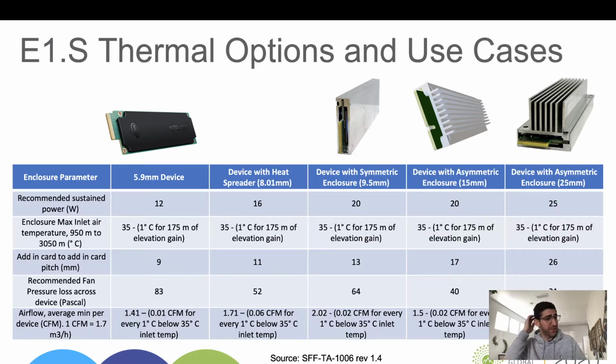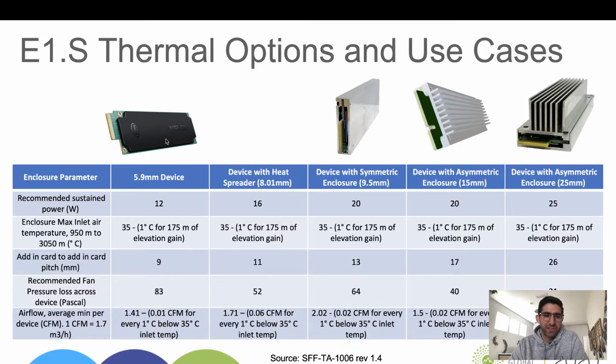So the first family I'm going to talk about is the E1.S family. In E1.S, you have a 5.9 millimeter device. You can see here a picture of the Intel drive with this heat shield on it, but it's basically defined in the spec. It could just be a PCB. It could be a drive with a heat shield or heatsink on it, but it basically just has to be within the 5.9 millimeter envelope. And this drive is expected to be a 12 watt device.